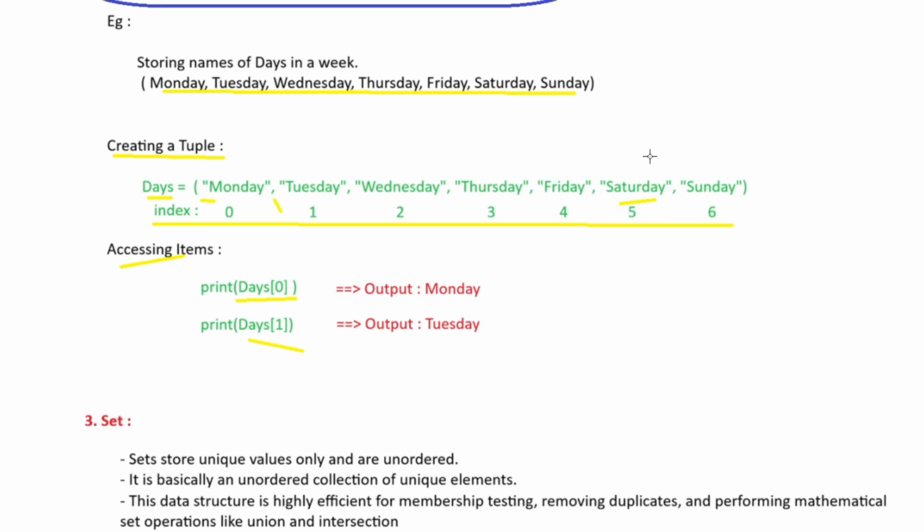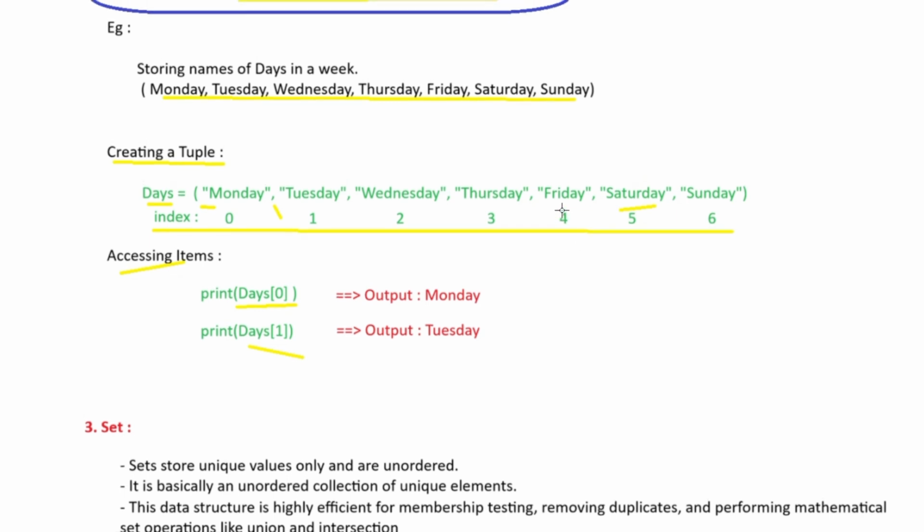Here, an important point to remember is, in a list, we can update values. But in a tuple, we cannot update values. If we try to change any item inside a tuple, Python will throw an error. This is Python's way of protecting fixed data. When to use tuple instead of list?